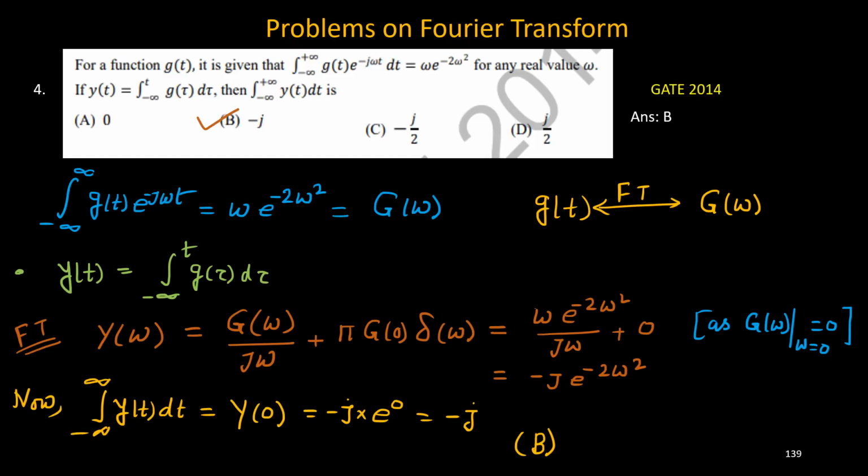Next, we need to find out the area under y(t). And the area under y(t), this integral, is nothing but capital Y(0). So in this expression, just put omega equal to 0. So it is minus j, and e to the power 0 is 1. So it is minus j. Okay, so the answer is minus j. It's very simple. If you can use all the properties in a proper way, you will get the result very quickly. Otherwise, it's very, very difficult to solve.